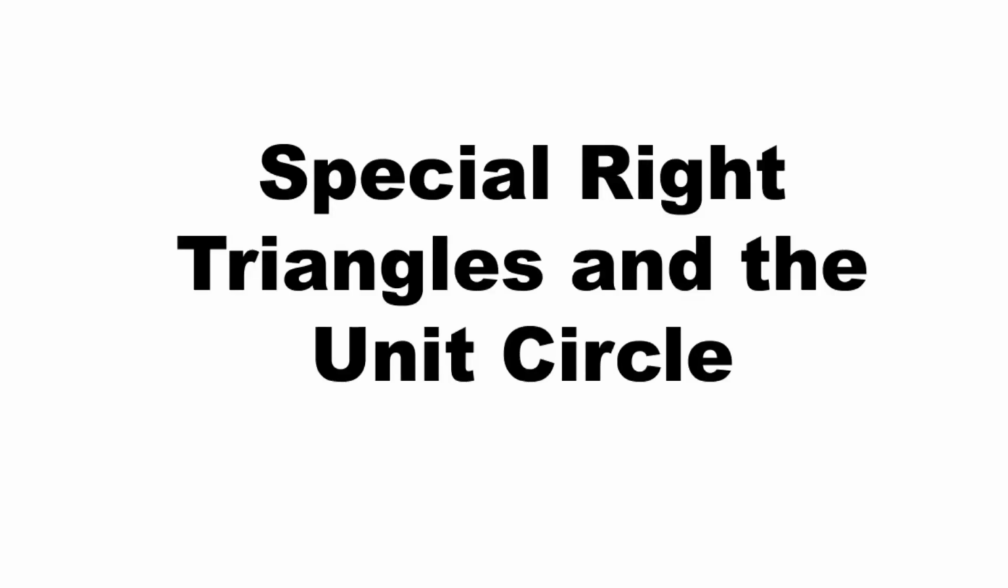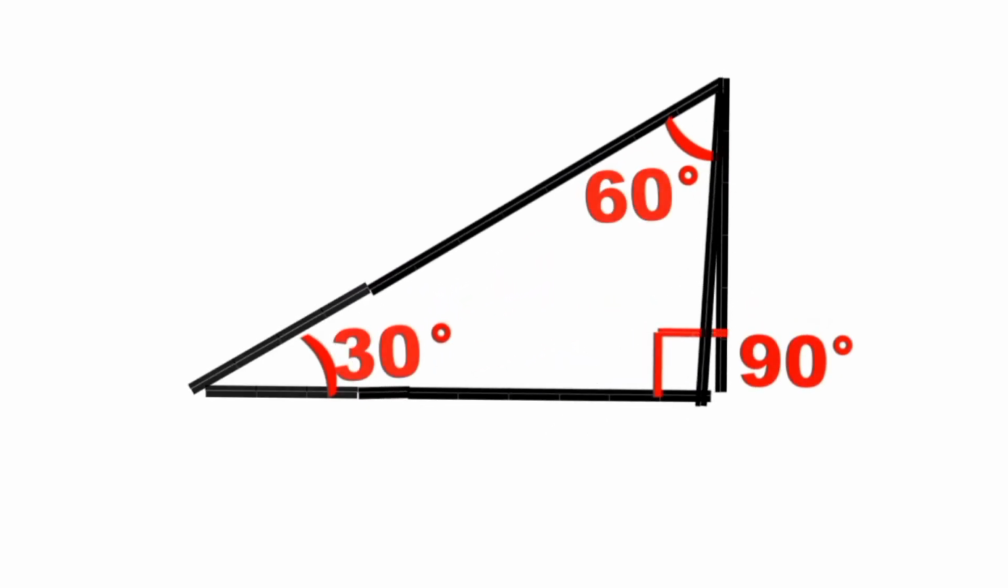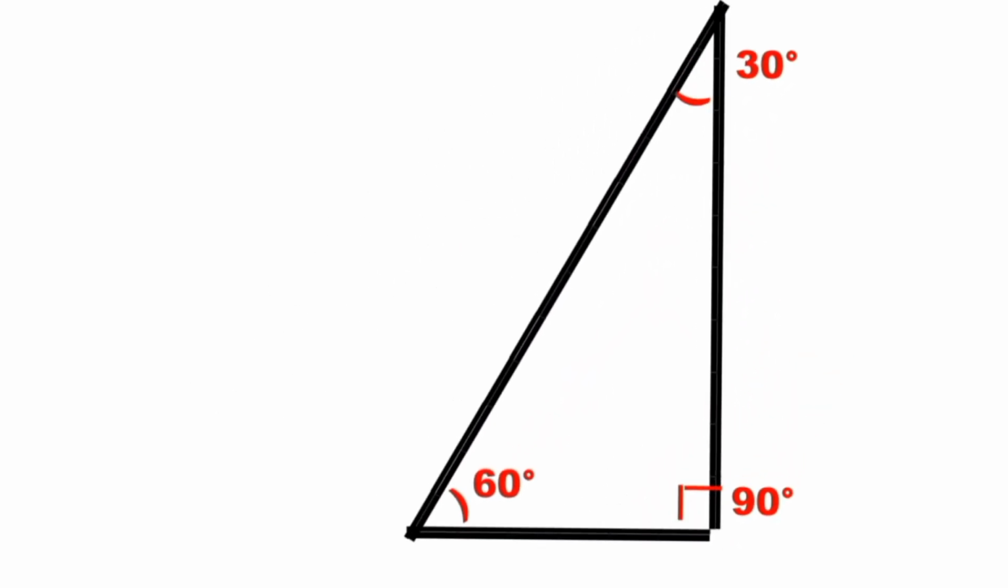Special triangles and the unit circle. In this video, we are going to discuss the special triangles such as the 45, 45, 90 degrees and the 30, 60, 90 degrees triangles inside a unit circle in a Cartesian plane.